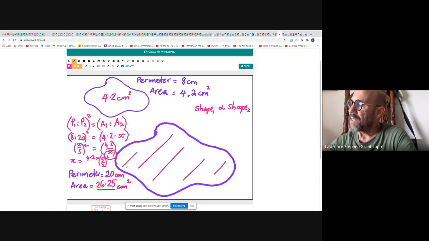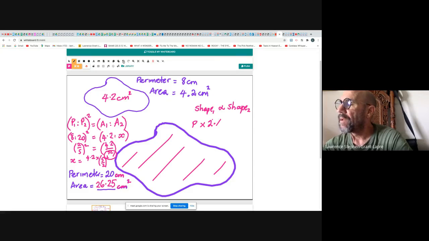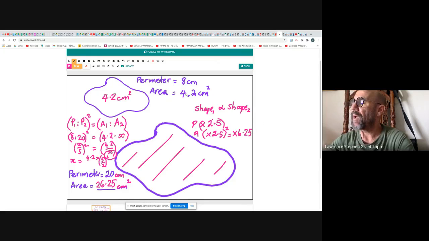So back to basics. The perimeter has increased by a scale of, what's 20 divided by 8? 2.5. The perimeter is bigger by a factor of 2.5. So the area will be bigger by 2.5 squared. So the area will be bigger by 6.25. So if you multiply 4.2 by a factor of 6.25, you'll get 26.25. I hope this has helped.